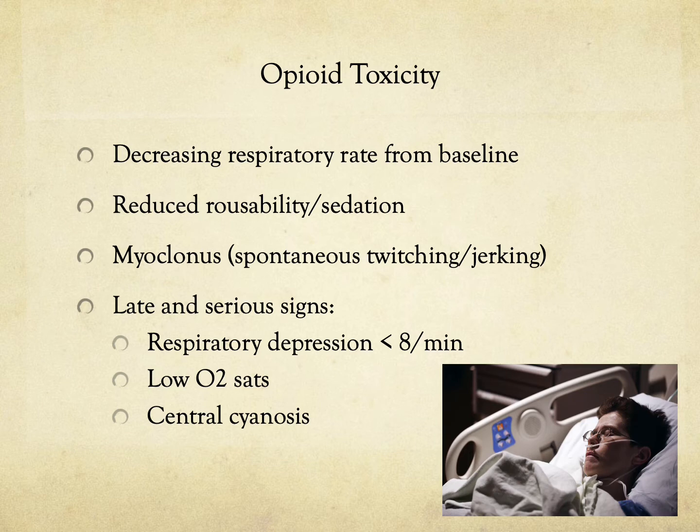Opioid toxicity occurs when the dose is too high for a patient. Opioid toxicity is dose-dependent rather than an idiosyncratic side effect. Symptoms include decreasing respiratory rate from baseline, reduced rousability and sedation, and myoclonus, which is spontaneous twitching and jerking. Late and serious signs include respiratory depression less than 8 breaths per minute, low oxygen saturations, and central cyanosis. Pupil size is actually not a reliable guide to opioid toxicity and therefore only plays a very minor part of the assessment.